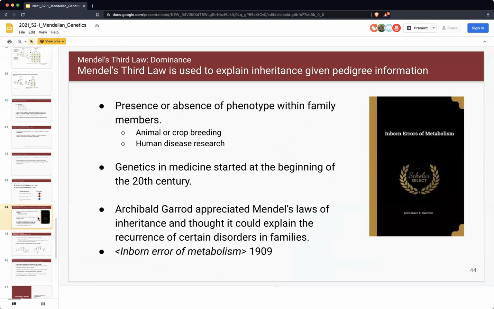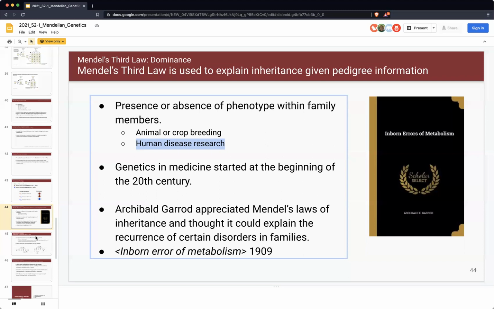So if you think about dominance, the first implication in genetics history was to think about disease patterns in humans, right? When we look at the dominance of the alleles, we can easily judge the presence or absence of the phenotypes within the family members. So we can think about animal or crop breeding, or we can use it in human disease research. But at the same time, as I mentioned, Mendelian genetics in particular heavily influenced medicine at the beginning of the 20th century because of Archibald Garrod's work at that time.